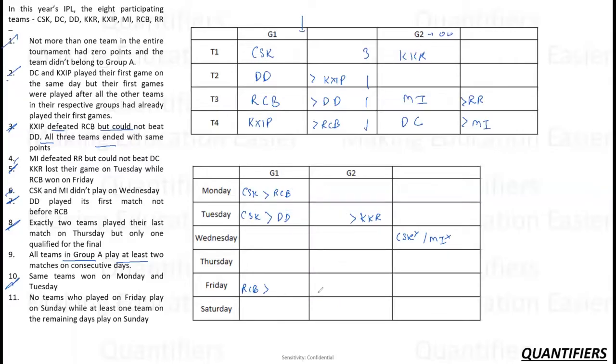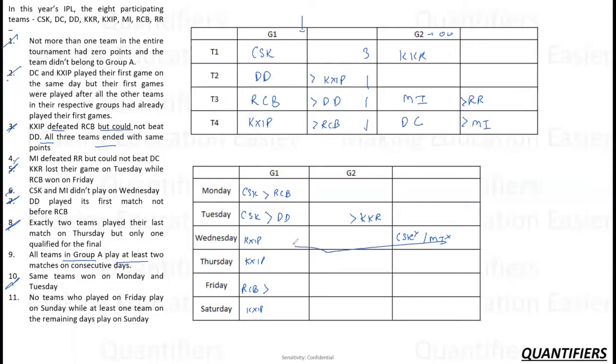Right? Okay. Done. Now, for Kings 11 Punjab, can I say Kings 11 Punjab has defeated RCB, and here RCB is winning, which means Kings 11 Punjab can play in 3 slots. That is this slot, and this slot. Okay, done.